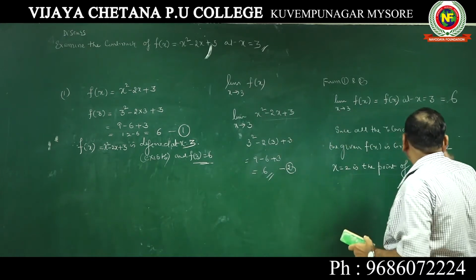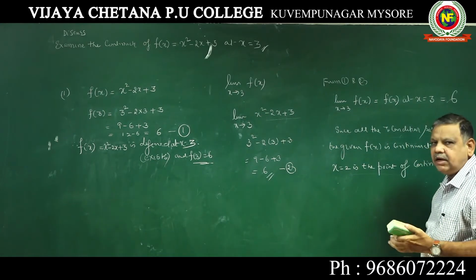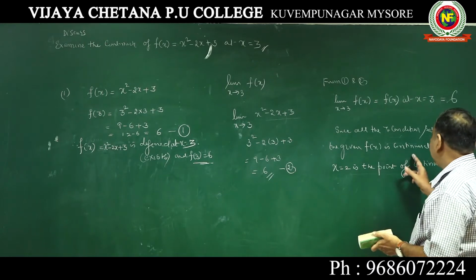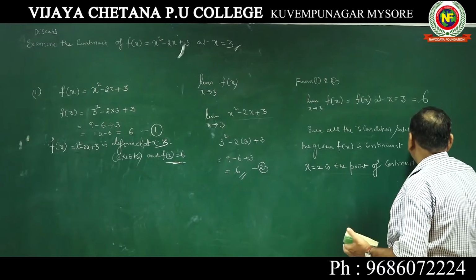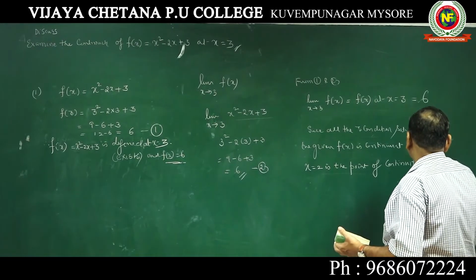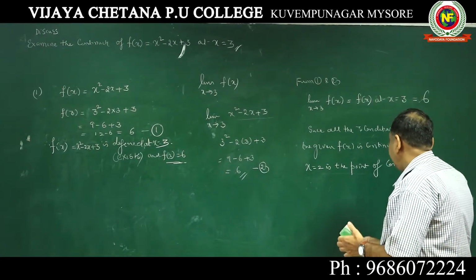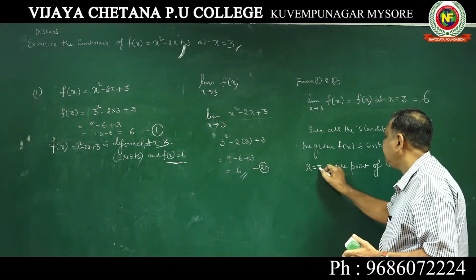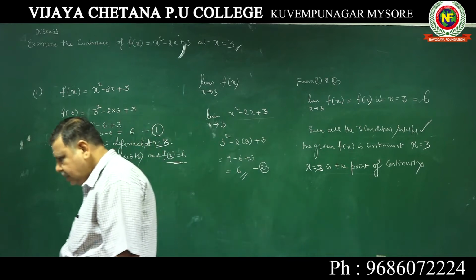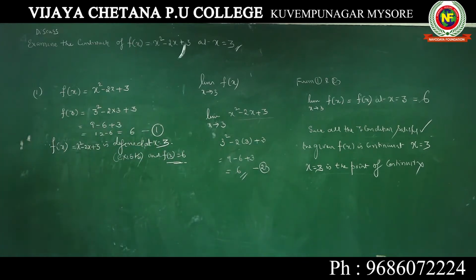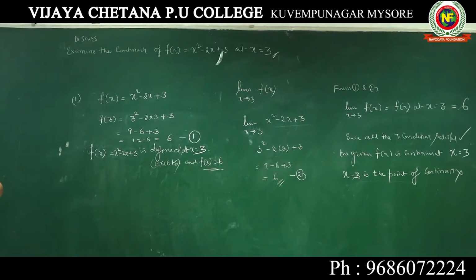Since all three conditions are satisfied, please take down: the given function is continuous at x equal to 3, and x equal to 3 is called the point of continuity. This much you should do for a 2 mark question. They may ask a 2 mark question of such type, and then you have to mention all these things.